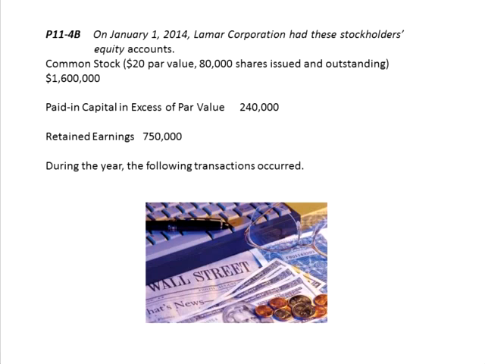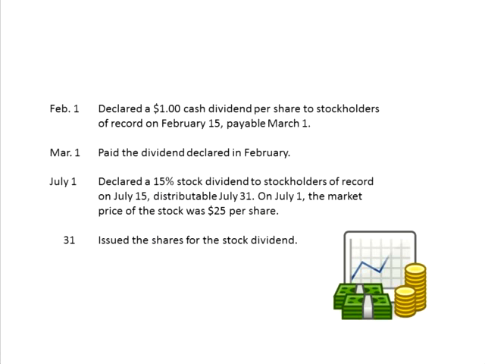To come up with the $1.6 million, we would take the par value of 20 and multiply by the 80,000 shares. Paid-in capital in excess of par value tells us that the shares were issued for a price in excess of the par value. If we were to take the $240,000 divided by the 80,000 shares, the paid-in capital in excess of par would be $3 per share. The other information that we're given is that the retained earnings balance is $750,000.